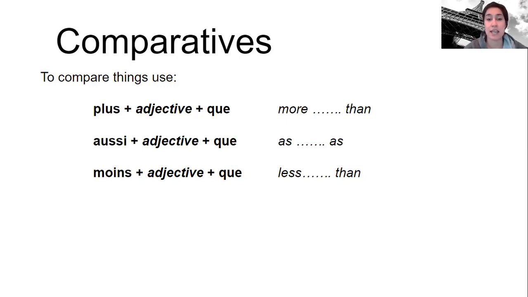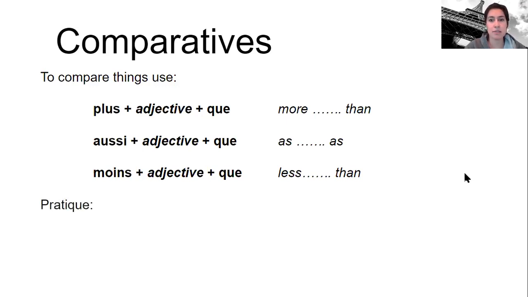Moins que. Less than. So again, taking the same adjective of grande, you can say tu es moins grande que moi. You are less tall than me. So you could put that same adjective in all three of those, it would just mean different things. Okay, so I'm going to keep going, but if you need to pause and copy down, definitely copy what you see right here.